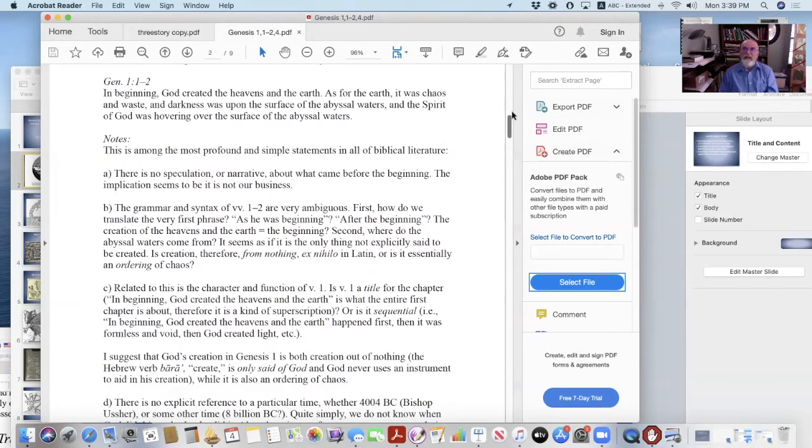There's a great deal of information, critical information, in the very first 2 verses of the Bible. None of it is easy, and none of it is particularly straightforward for people of our time and of our culture. This is profound and yet simple. One of the more profound and simple statements in all of biblical literature.